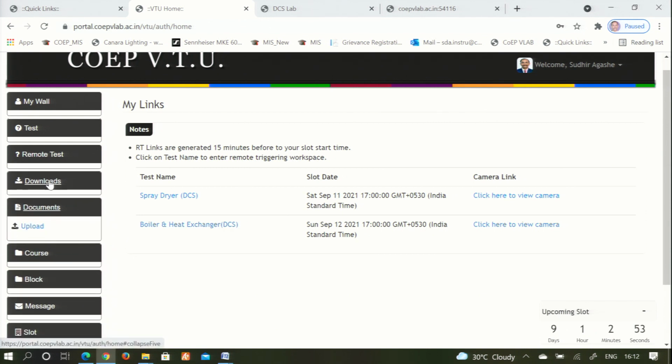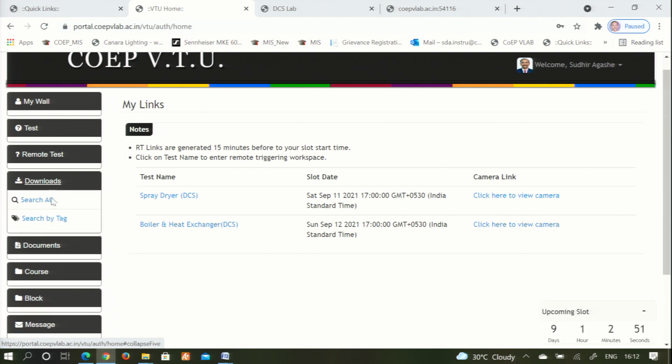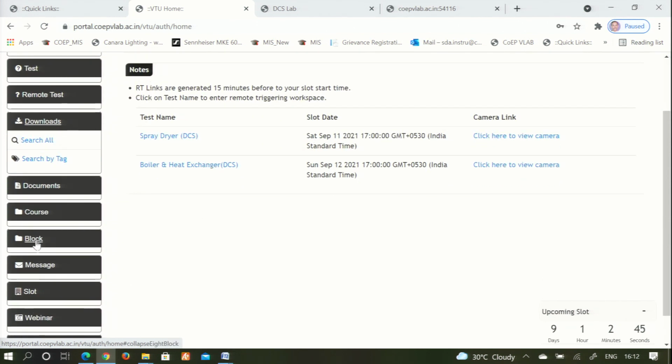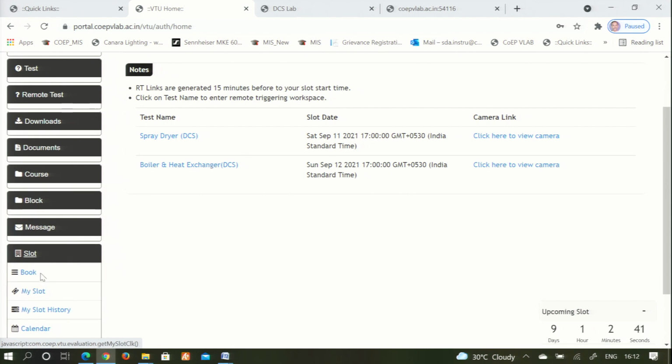You can upload some documents if you want to, you can download those documents, and you can add the course here. You can book a slot using this, and you can find out whether your slot is available or not. But please keep in mind that we will create a slot and then you will book a slot.